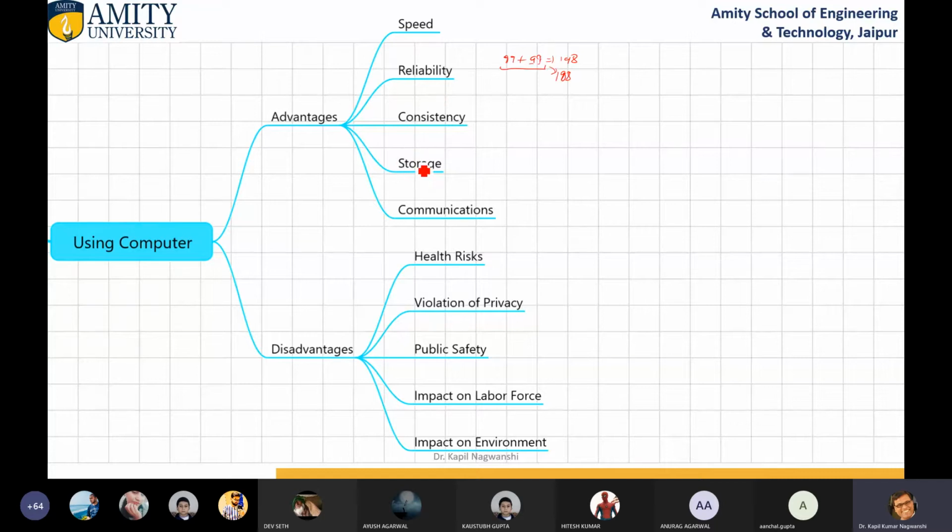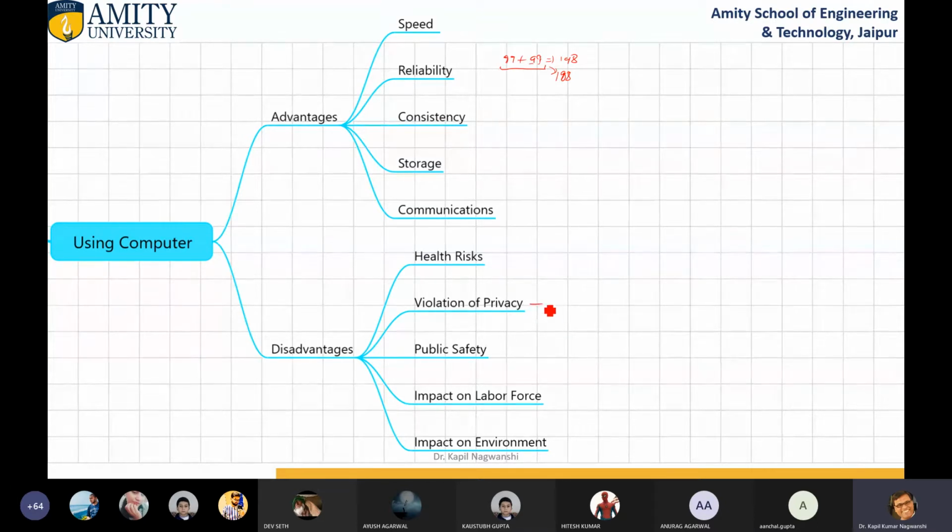Then storage, tremendous storage is available. Communication capability is also there, because it is a mechanized communication system, so it always works in a mechanical fashion. Then the disadvantage is whenever we are using a computer for a long time, health risks are also there.